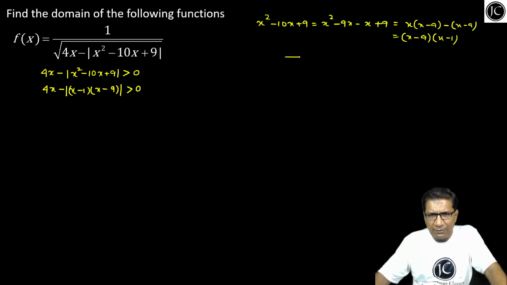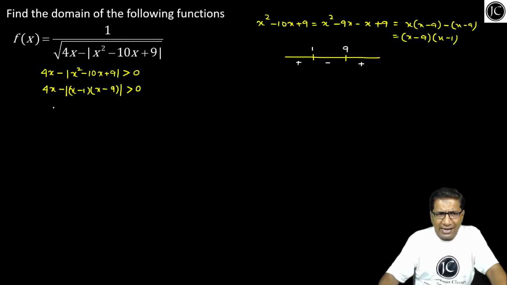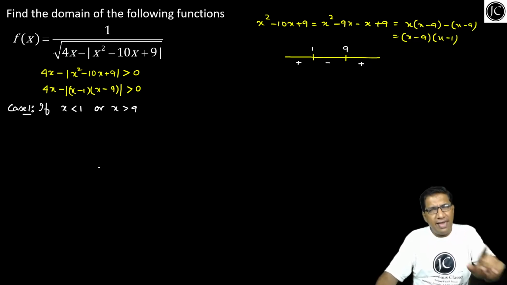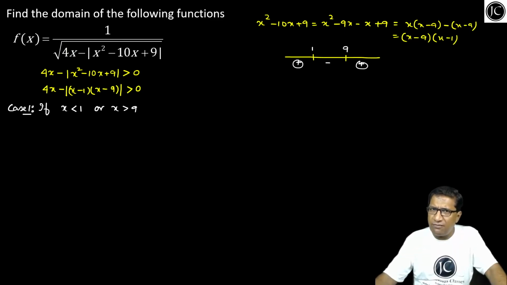Look here, how do we know from the number line? This is plus, this is minus, this is plus. If x, let us say, this is case 1: if x is less than 1 or x is greater than 9, that is, x smaller than 1 or greater than 9, in that case the expression is positive. So we can easily remove the modulus sign.